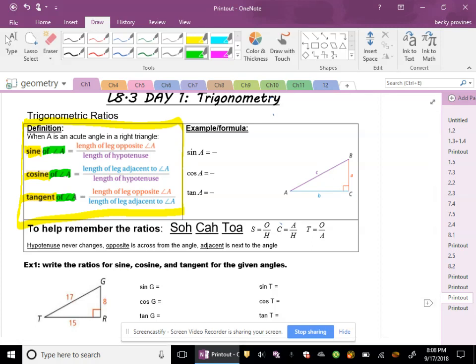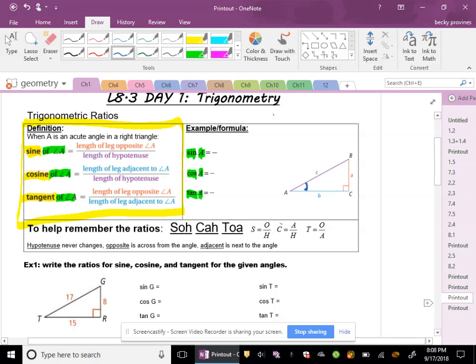So we abbreviate each word with 3 letters. On your calculator, you'll see SIN, COS, and TAN. These are abbreviations. You don't actually say sin, cos, and tan. You say the entire word. You say sine, cosine, and tangent. The letter A next to it means you're going to start from the angle that they tell you. So here we're going to start from angle A.